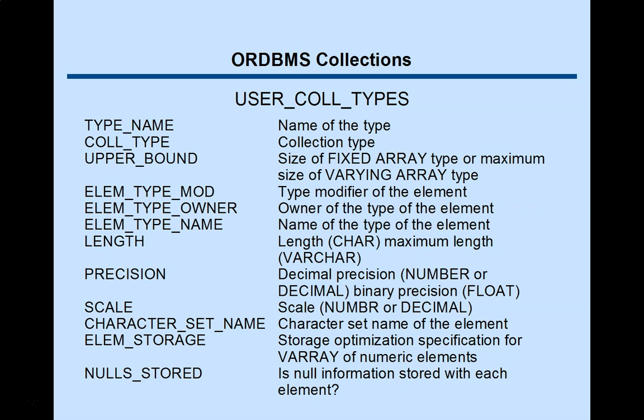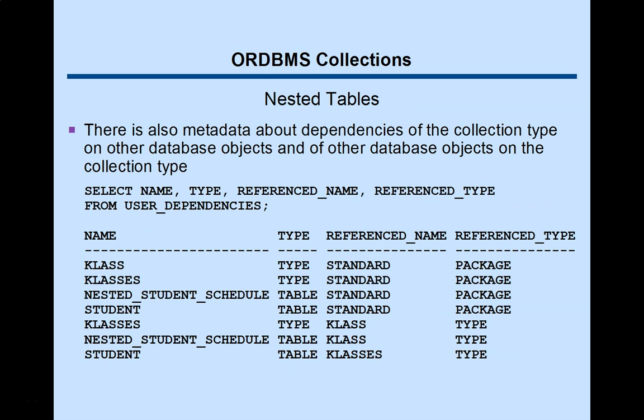The collection objects are dependent upon the table objects in which they've been embedded. We can find information about this dependency or this association by querying a little bit more metadata, user dependencies. So here we find information about the classes type, referencing the class type, and nested student schedule, which is our nested table, a collection table, is referencing the class type.